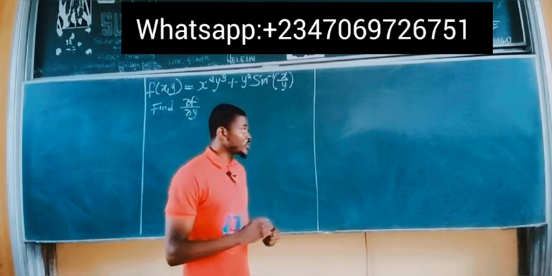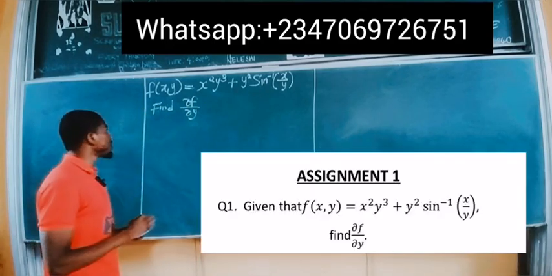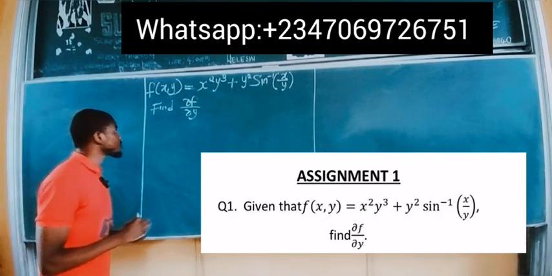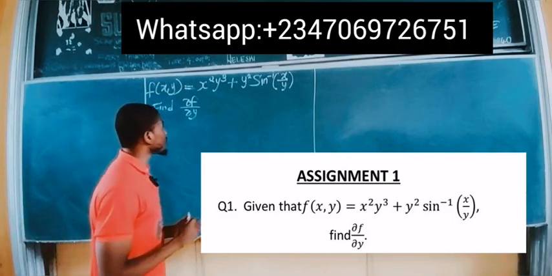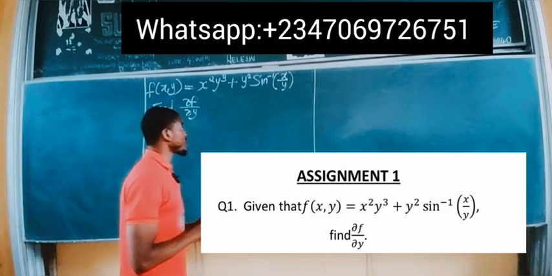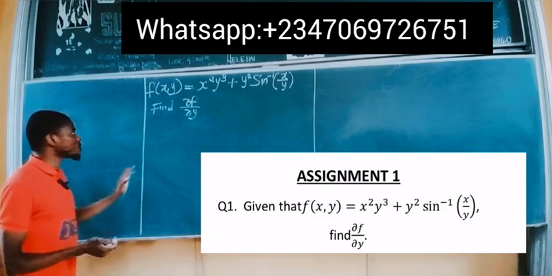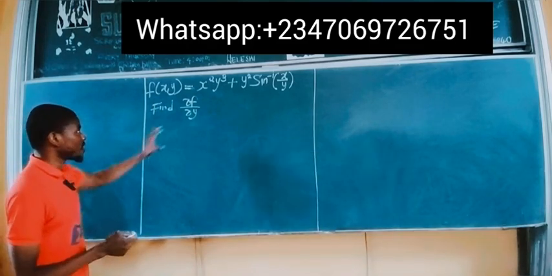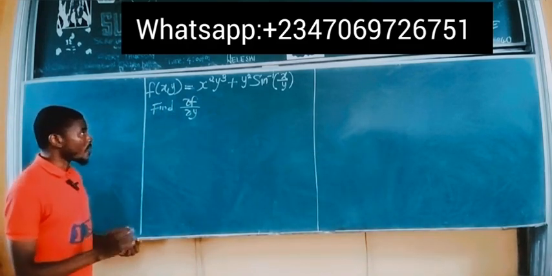Alright, so let's consider the question on the board. We are given f of x, y equals x squared y cubed plus y squared sine inverse of x over y, and we are asked to find the partial derivative of this function f with respect to y.